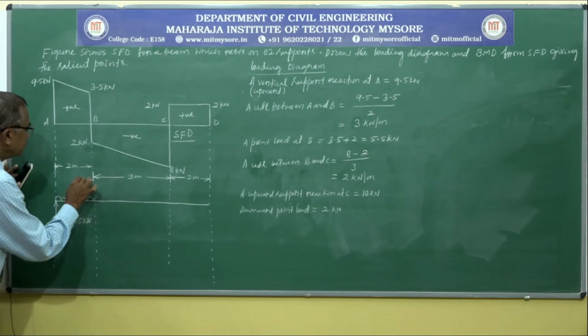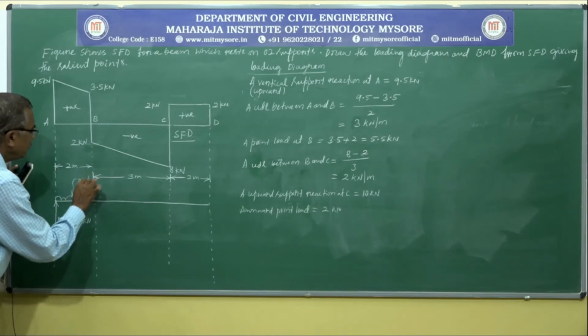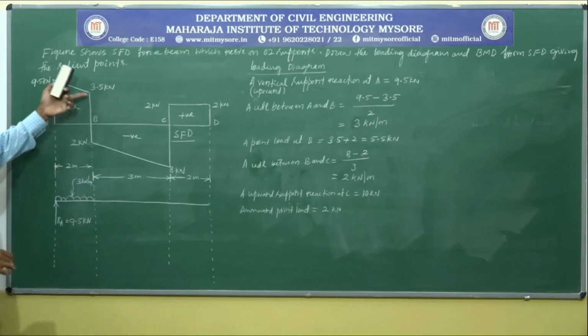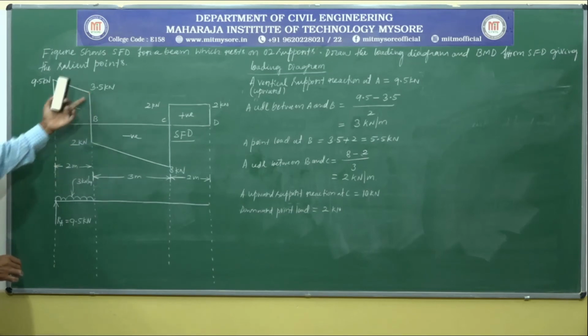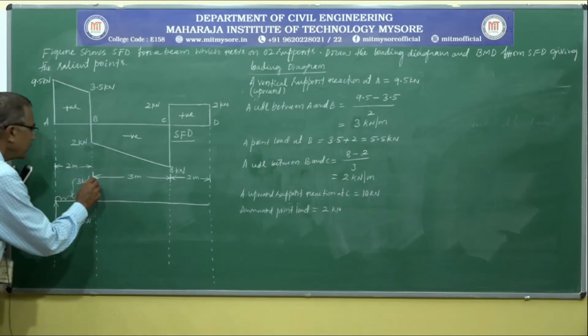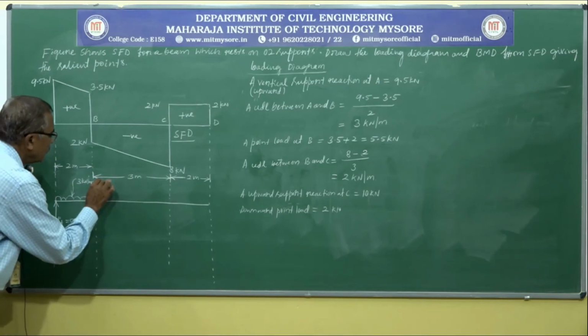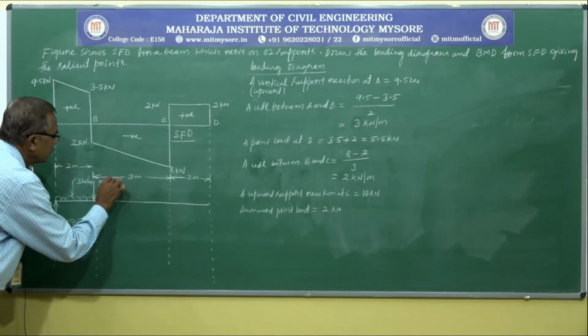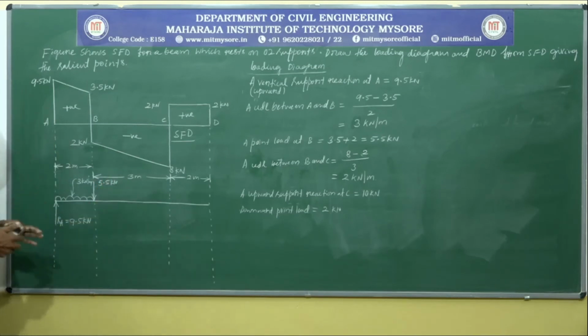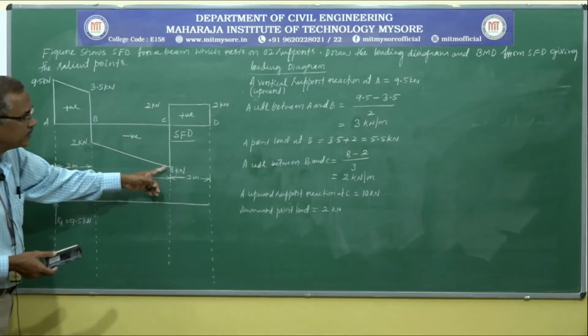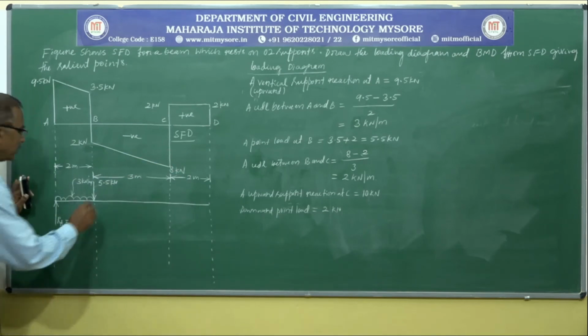This is 3 kilonewton per meter, and there is a point load acting in the downward direction, 3.5 plus 2, it is 5.5, mark here 5.5 kilonewton, and again UDL is there between B and C of intensity 2 kilonewton per meter.